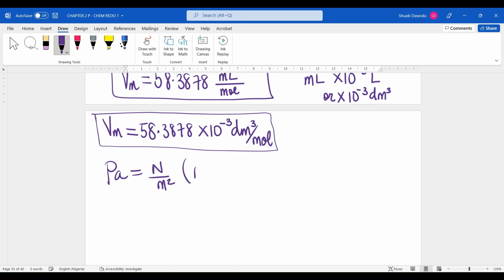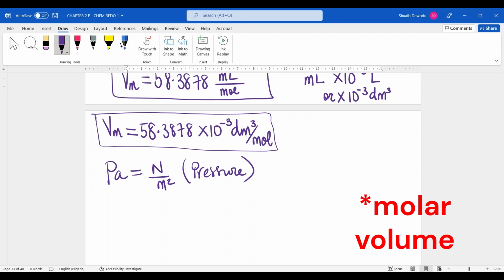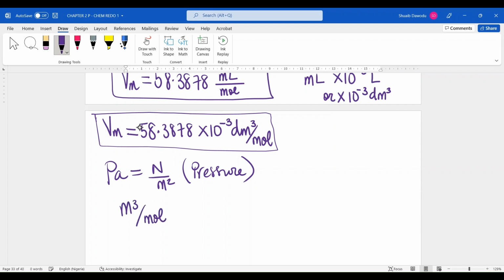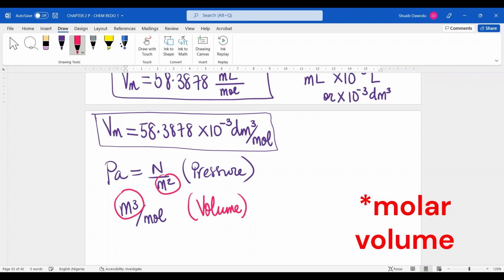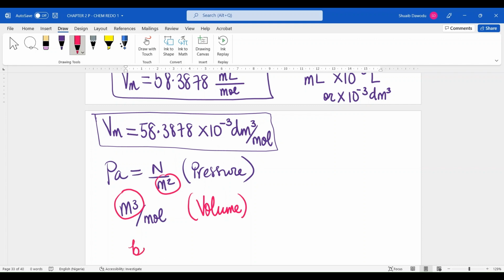So that is for pressure. And then we have to make sure that the unit for volume is simply in meter cube per mole, because you have meter here, I also have meter here. So that means we can do the calculation. So this is going to be the units for volume. What this is telling us is that we have to go from bar to Newton per meter squared, and we'll go from dm cube to meter cube.